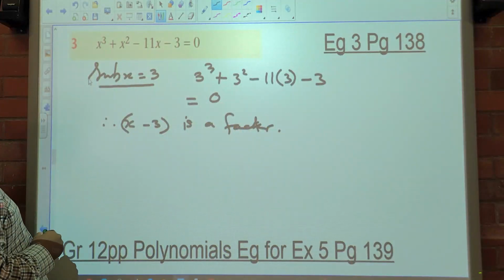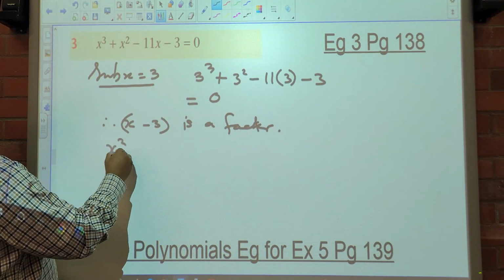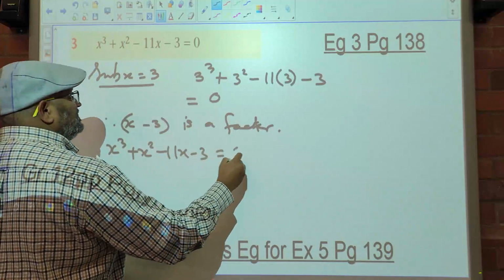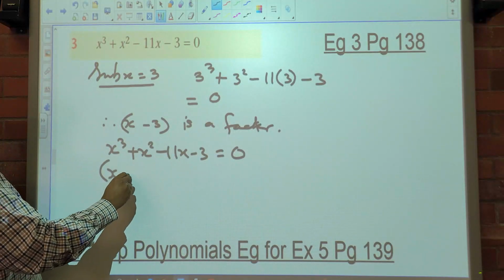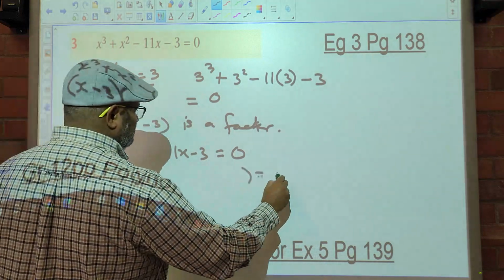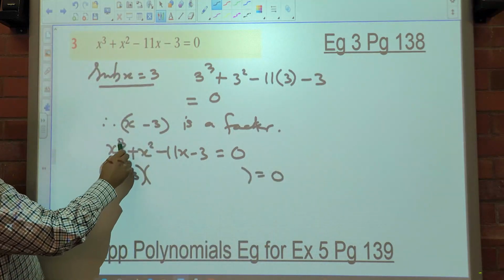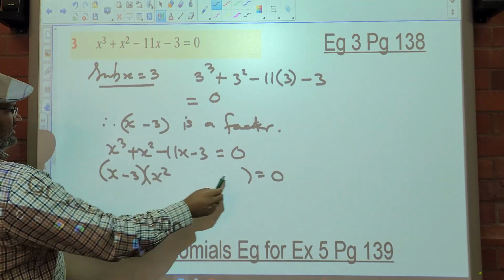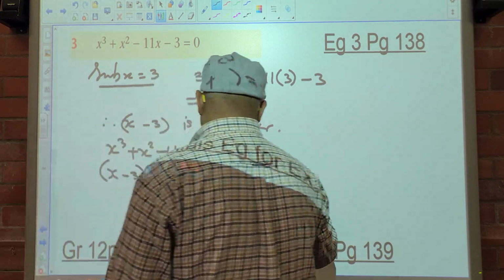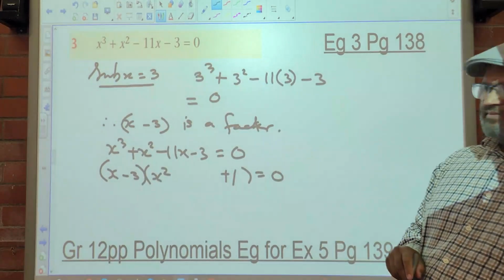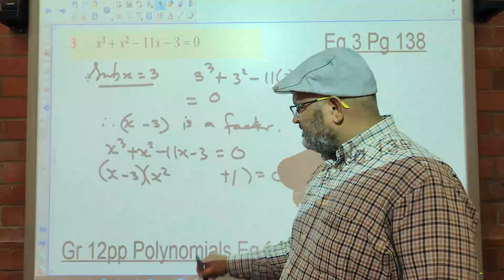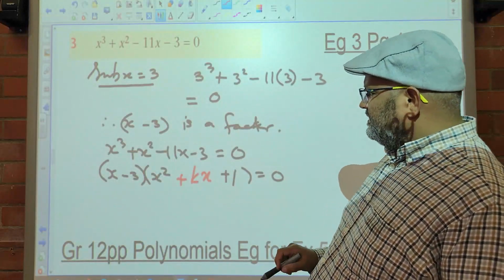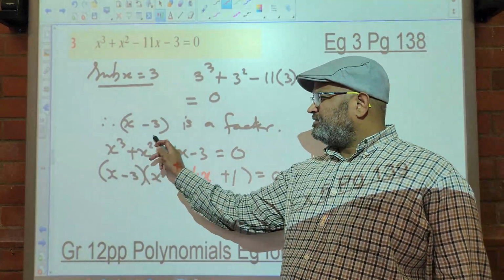Alright, so what do we get now? x cubed plus x squared minus 11x minus 3 is equal to 0. My linear factor is x minus 3. So x multiplied by what gives x cubed? x squared. Negative 3 times what is negative 3? Positive 1. So what must be added here? What must it be equal to?